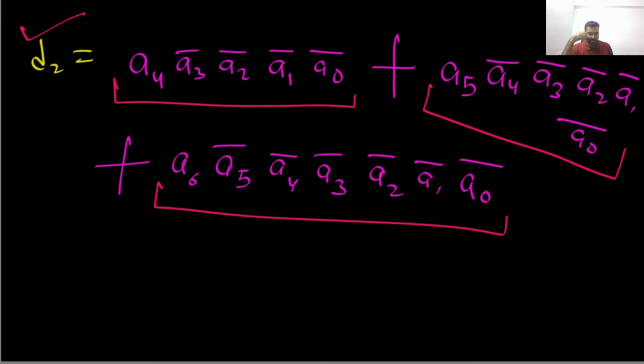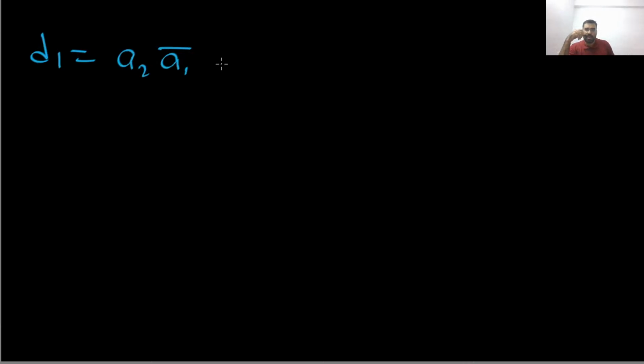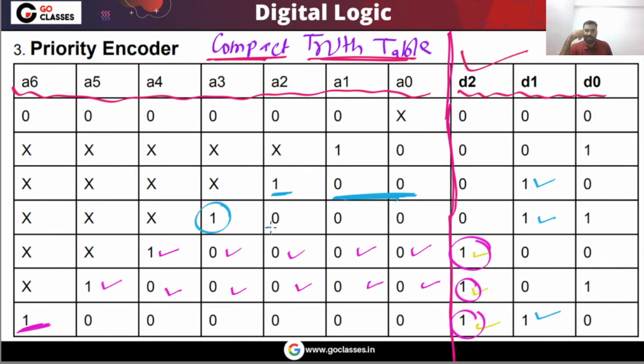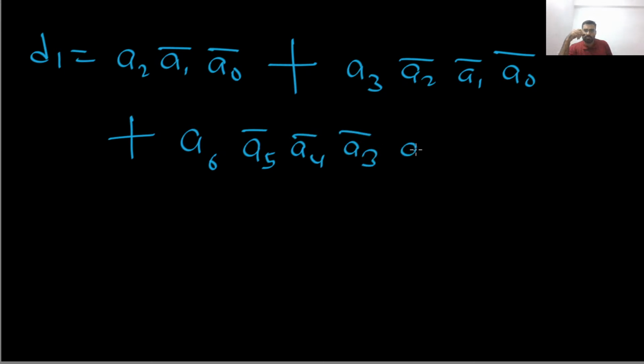Is this clear? Can anyone write the equation for D1? What will be the equation for D1? See, D1 is 1 here, here, here. So if you want to make D1 1, then A2 must be 1 and these must be 0. Or A3 must be 1 and these must be 0. Or the same thing, A6 must be 1 and the remaining must be 0. So this is the equation for D1.